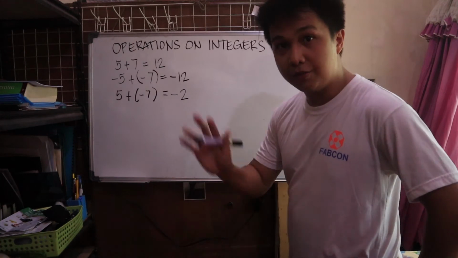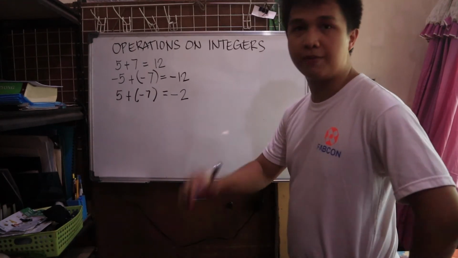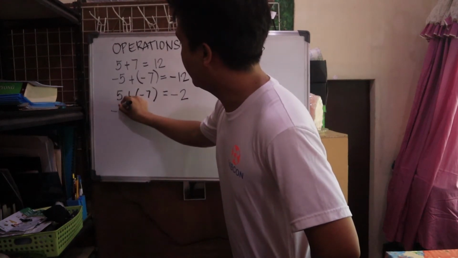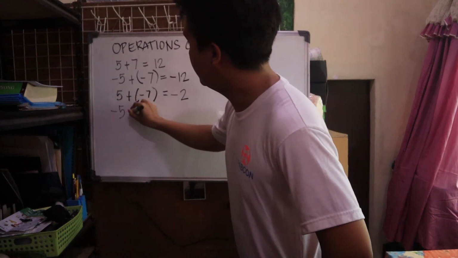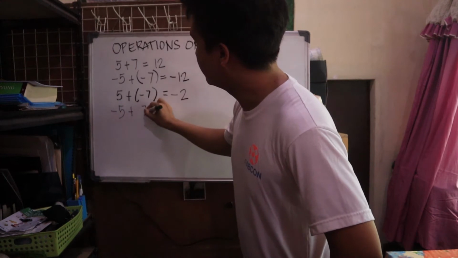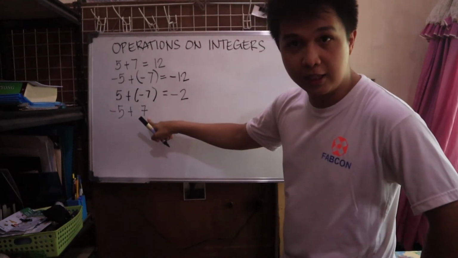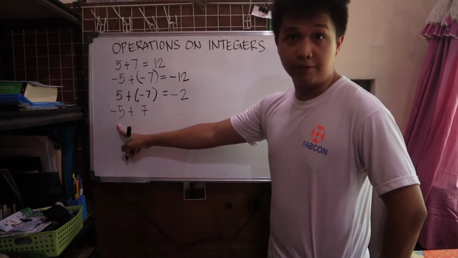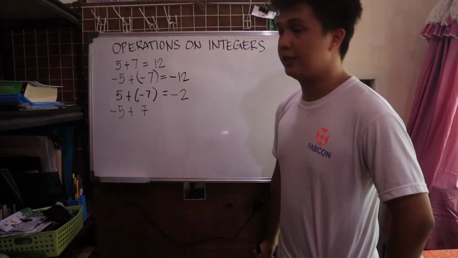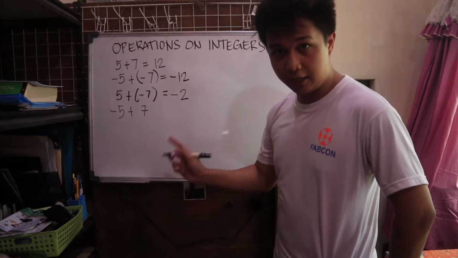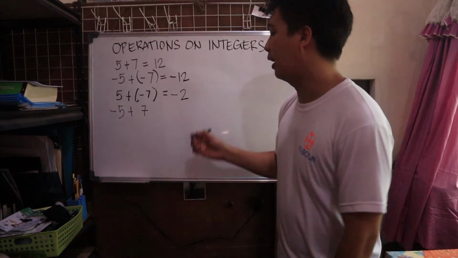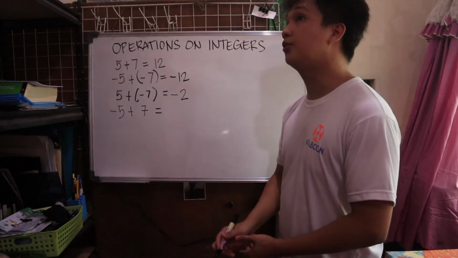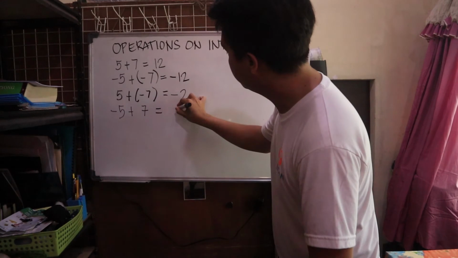What if negative ang una? So positive ang isa. Okay, sige. So negative 5 plus positive 7. Gin-butangan ko lang siya sang linya. Okay, so negative 5 plus 7, ini siya negative, ini siya positive. They have opposite signs. So when you have opposite signs, again, we just subtract. So again, 7 minus 5, that is 2.